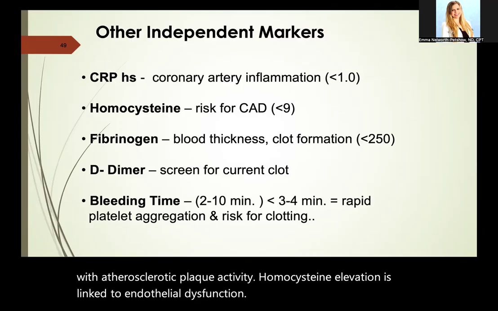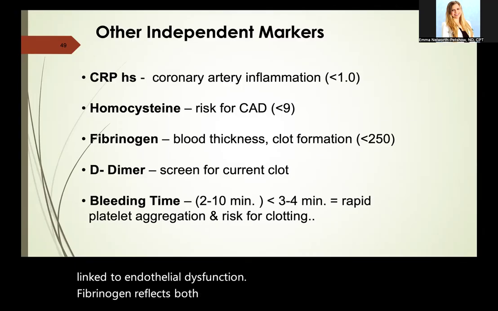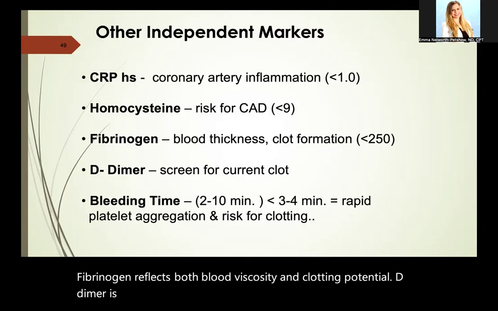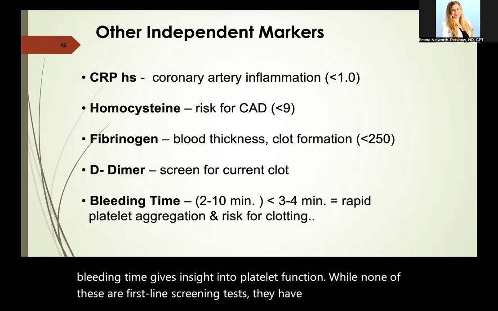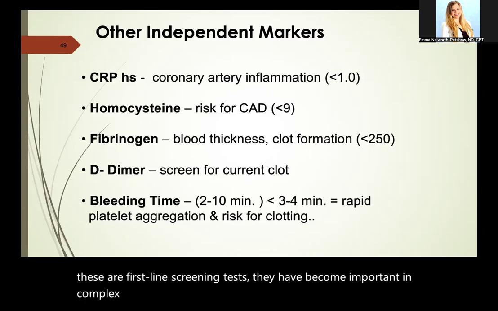Fibrinogen reflects both blood viscosity and clotting potential. D-dimer is a helpful rule-out test for an active clotting event. And bleeding time gives insight into platelet function. While none of these are first-line screening tests, they have become important in complex cardiometabolic patients or when traditional lipid testing does not fully explain the risk profile.